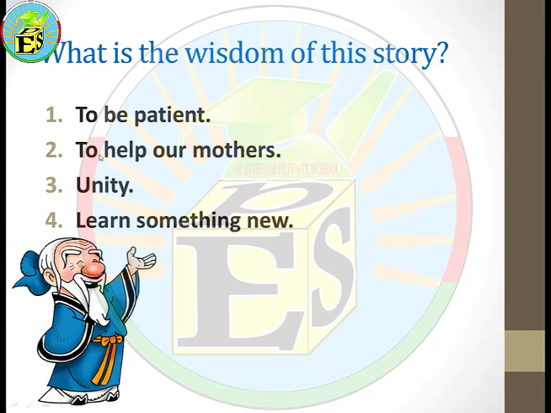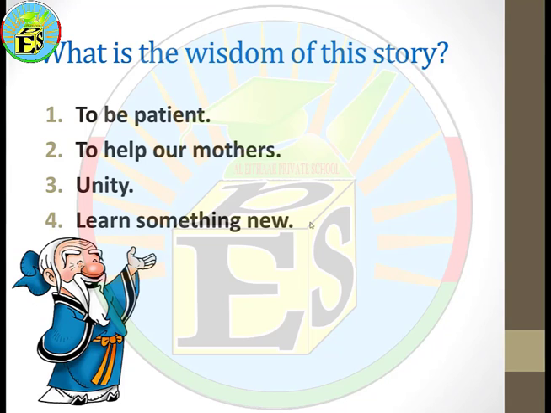The second one, it is important to help your mom, to help our mothers. Number 3, unity. They all helped each other to make this fruit smoothie. And the last point is to learn something new. For those who don't know how to make this fruit smoothie, you have learned something new, which is how to make fruit smoothie.